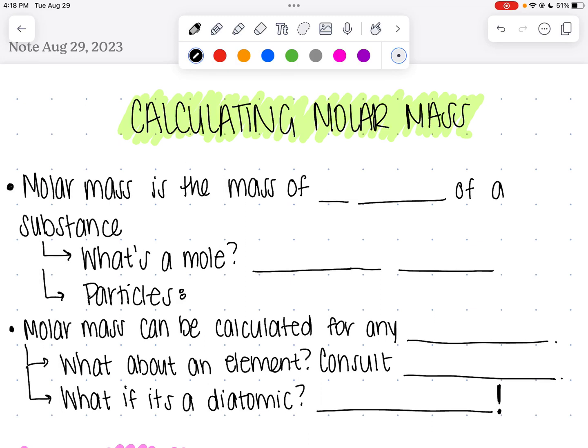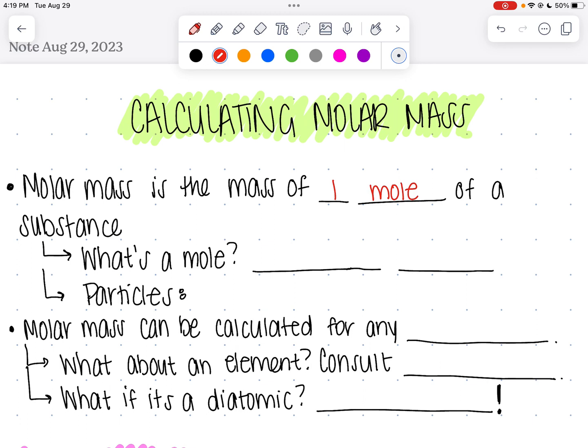Lambert's mini lectures. So, in this mini lecture, I'm going to talk to you about calculating molar mass. So first things first, what actually is molar mass? It is the mass of 1 mole of a substance. It tells you exactly what it is inside of here.